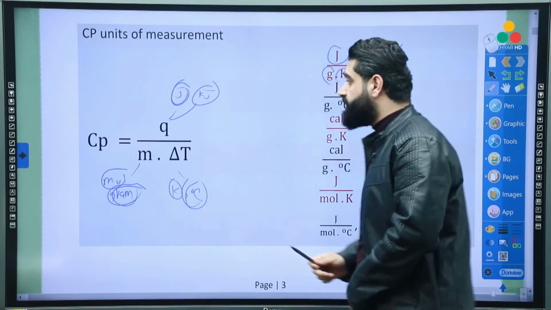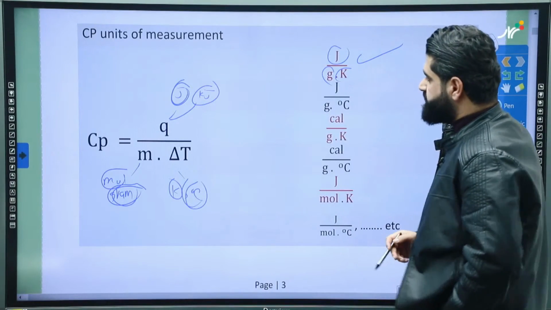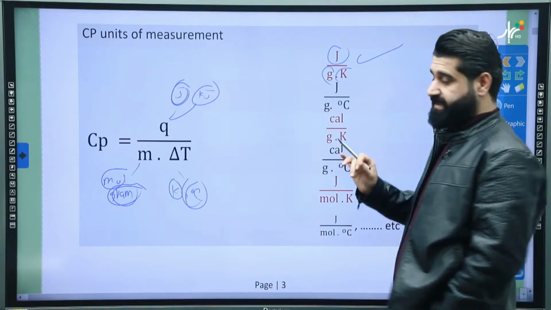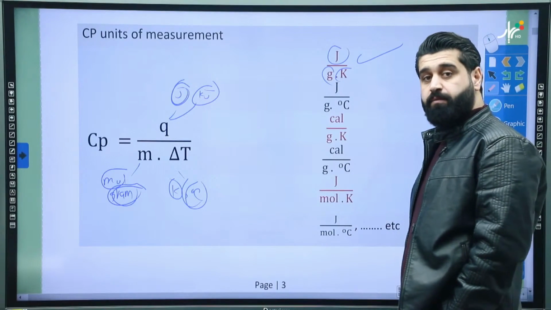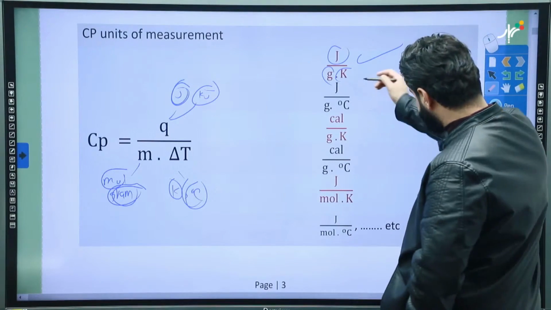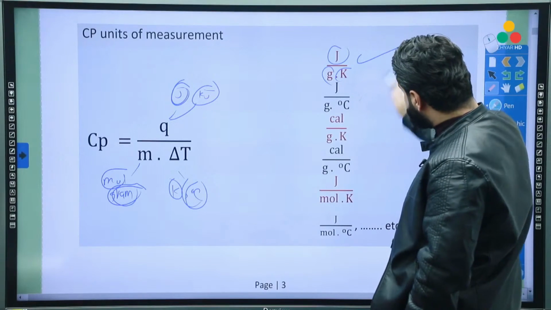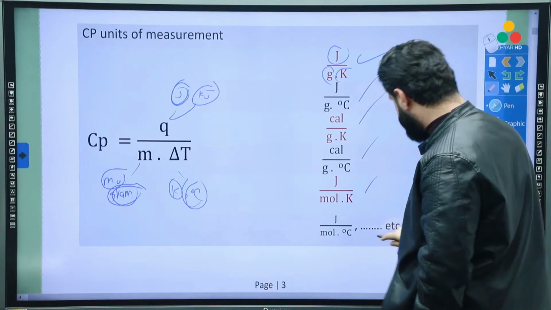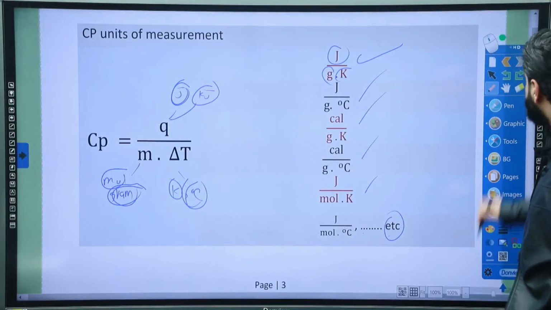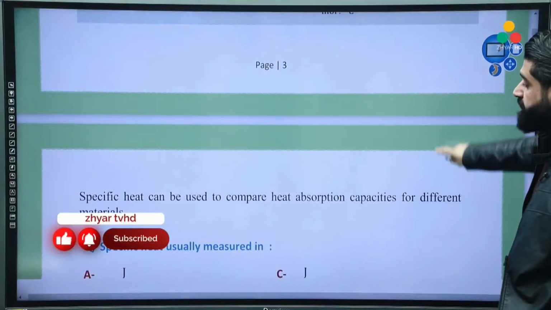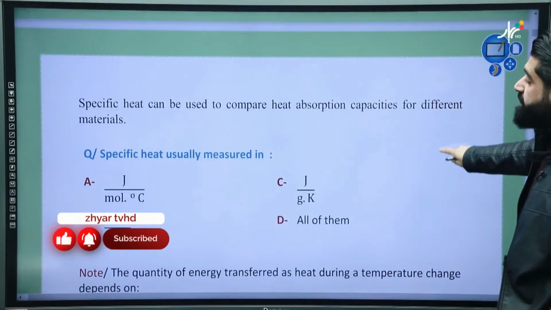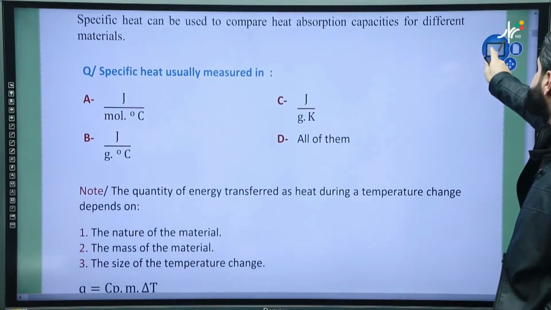So you can make around 30. I didn't say exactly 30 because I knew that there are more than 40 units. So these are different units of Cp, etc. There are more than 20, more than 30 units of Cp. Specific heat can be. So for what purpose are we using Cp?